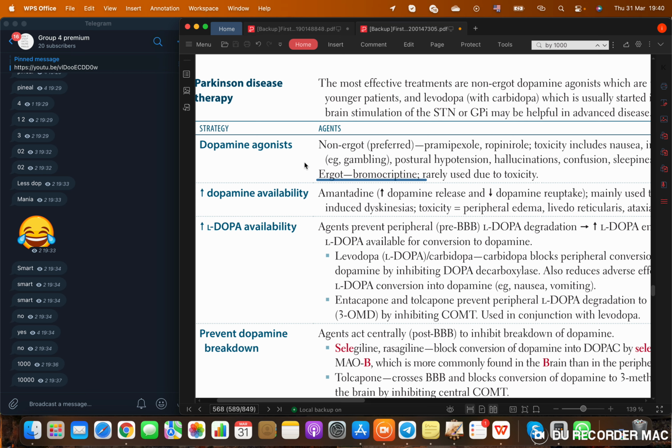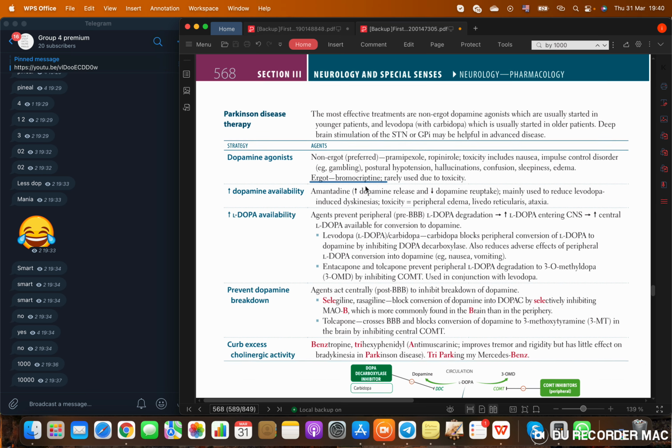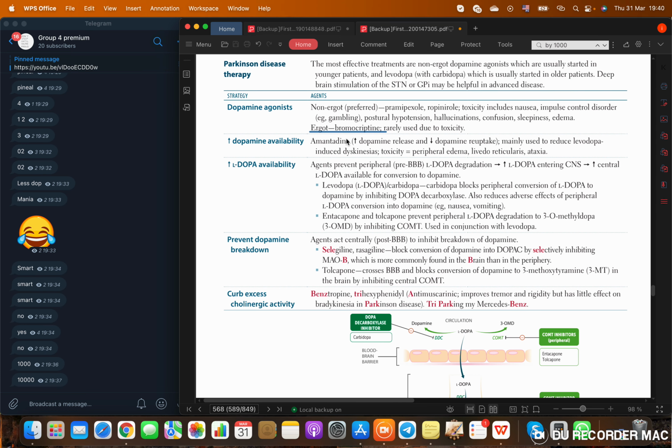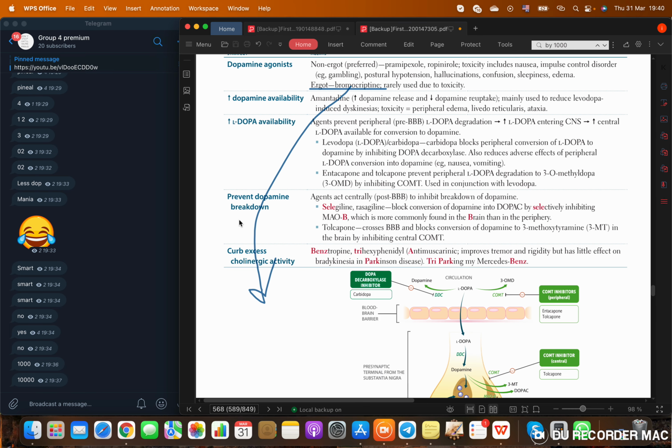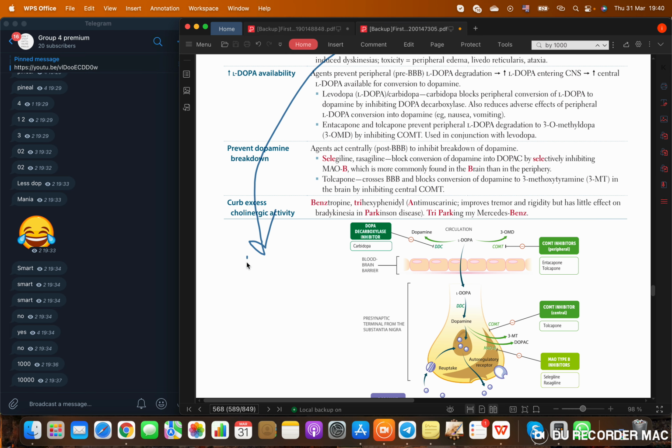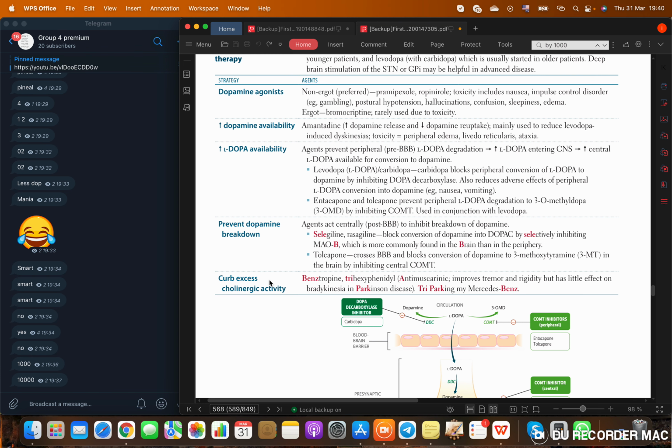Ergots like bromocriptine are rarely used due to toxicity. However, it is used in one condition. Let me just put it here. Bromocriptine is a dopamine agonist. Dopamine agonists can reduce prolactin, right? Because they can reduce the prolactin, we can use them in cases of a prolactinoma, okay? To reduce the size of the prolactinoma of the anterior pituitary. For that, we use bromocriptine.